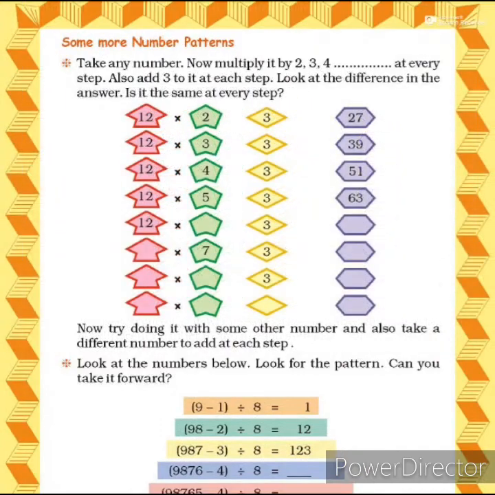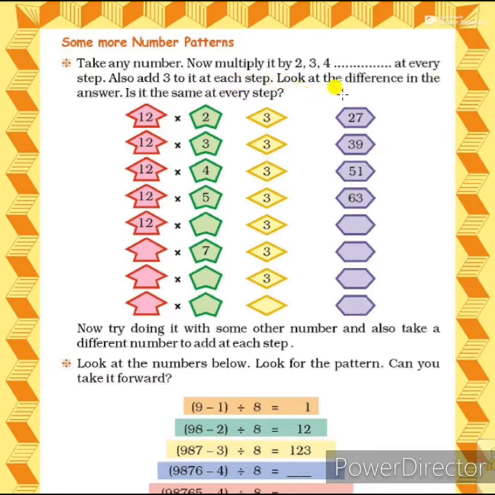Here we have given some more number patterns on page number 108. First we will read the question. After that, observe this pattern. Take any number. Now multiply it by 2, 3, 4 and so on at every step. Also add 3 to it at each step.